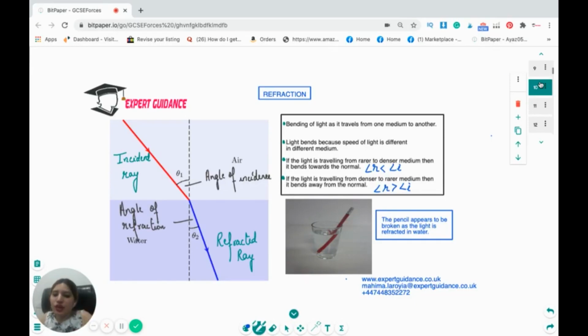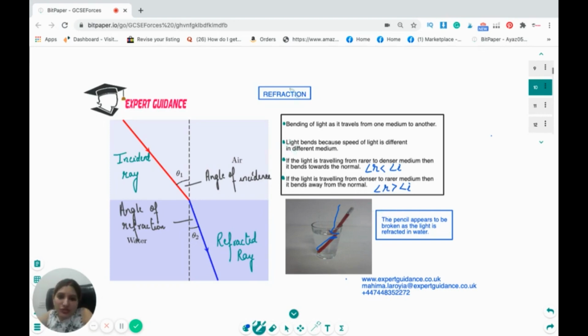Now let's come to the phenomenon of refraction. Let's take an example. Have you seen that if you put a pencil in water, it appears to be broken? Why is that? Because when the light is entering the water from air, the medium is changing and the light is changing direction. As it is changing direction, it appears to bend slightly in water. Therefore, this part appears a little bent and it appears to be broken.